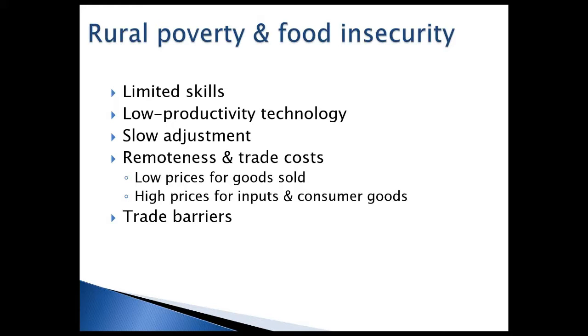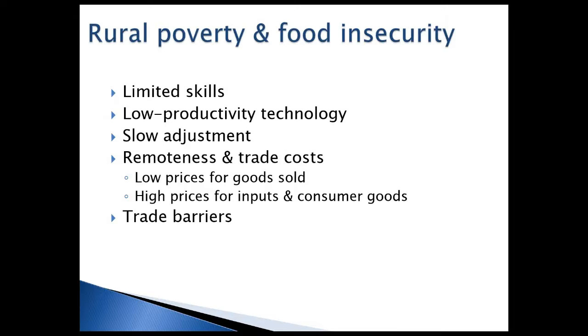What drives that? We've got many people in rural areas with limited skills, poor education, many people using low productivity technologies. Even in countries where technology productivity has been rising rapidly, you have this problem of slow adjustment that we used to call the farm problem. The big gaps between urban and rural incomes that emerge.